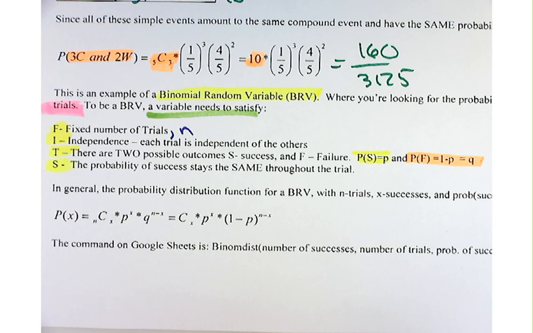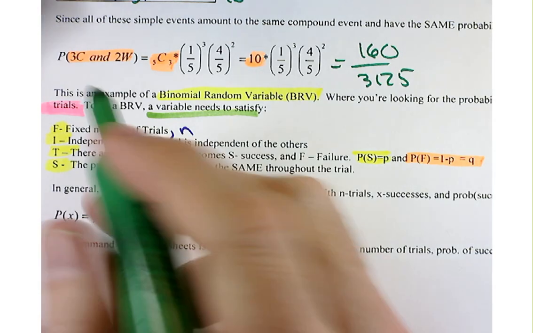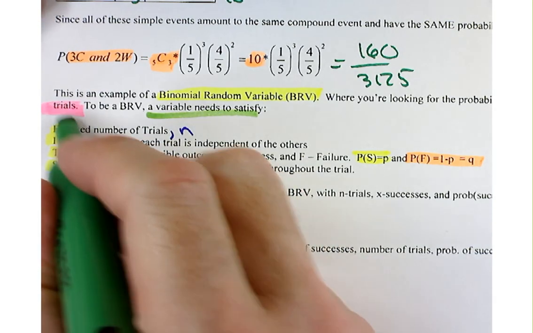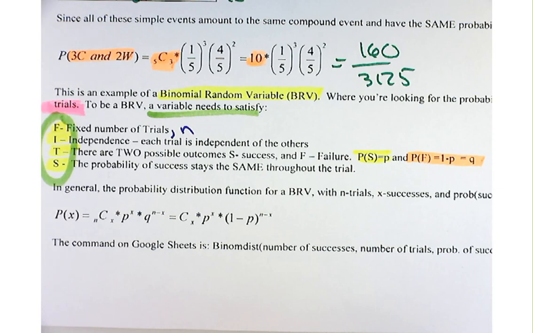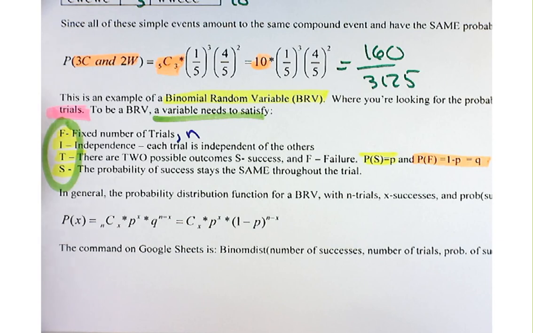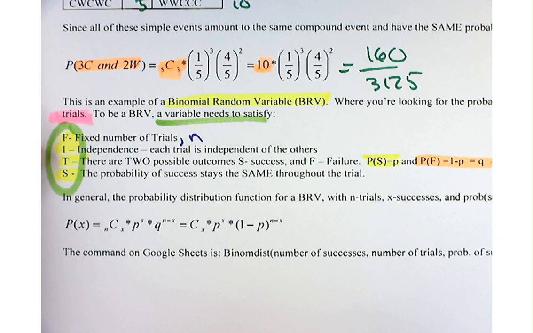Now I wrote it this way intentionally. Does anyone see something about the things that a binomial random variable has to satisfy that might help you remember these requirements? You have to test and see if it fits, right? Fixed number of trials, independent, two possibilities, and same probability of success. So it's a nice little acronym for yourself that you can run through.